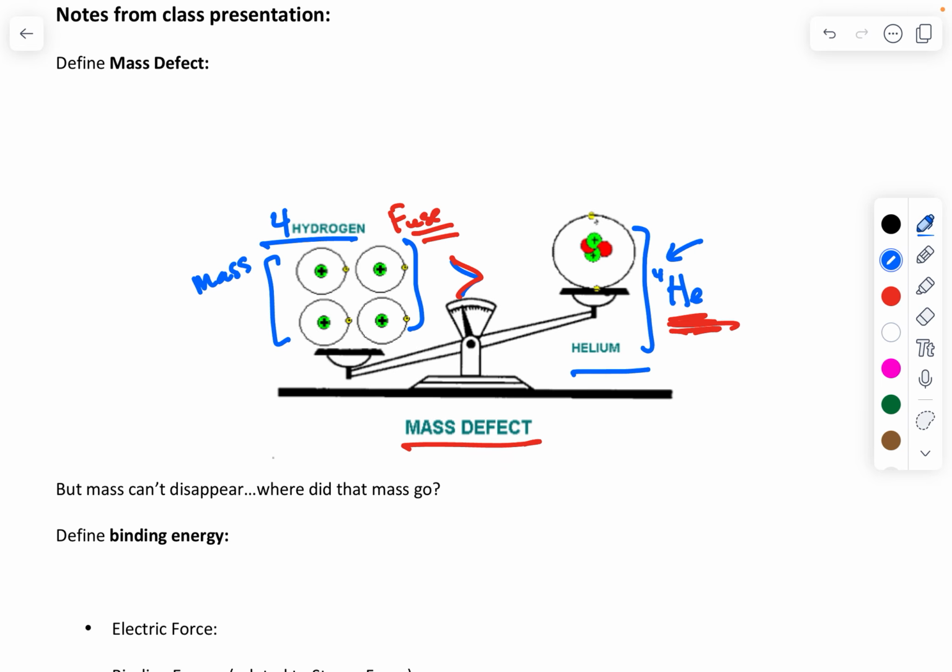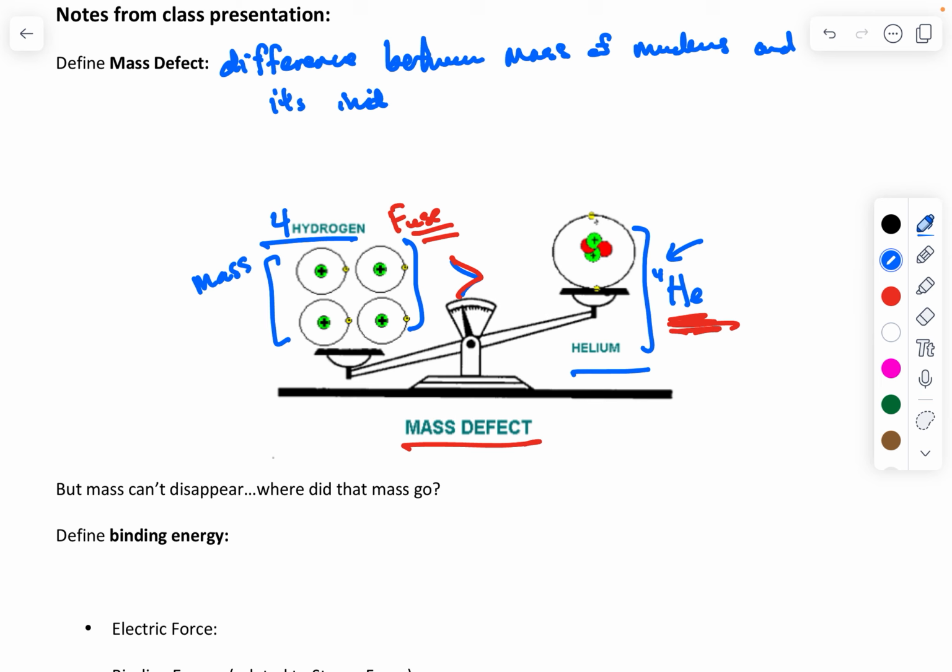To put it into words, we'll say that it is the difference between the mass of the nucleus and its individual parts. It's the idea that if you take the individual parts and you separate them out and then you count them and look at the mass, it will be greater than if the whole thing is together, which is a little weird, right?